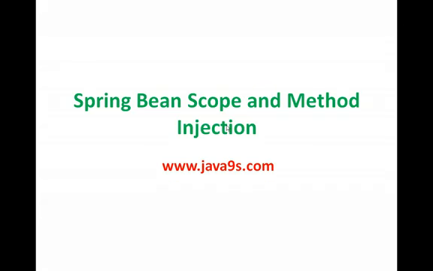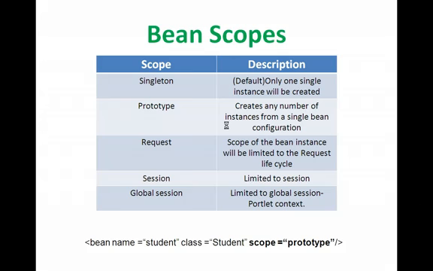Today we're going to look at the Spring Bean scope and method injection concepts. Coming to the Bean scopes, Spring has 5 different kinds of scopes defined. They are singleton, prototype, request, session and global session. Regarding the last 3 scopes, request, session and global session, they are connected with web-based applications.